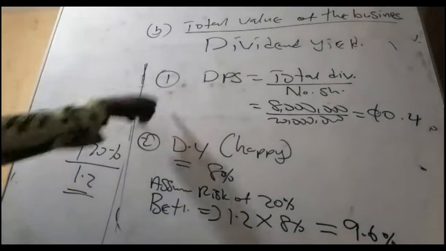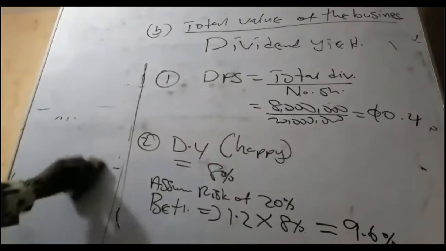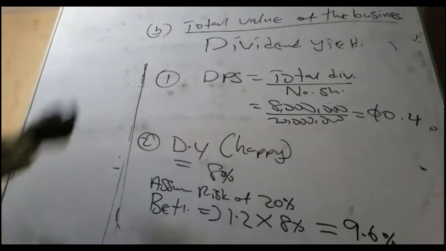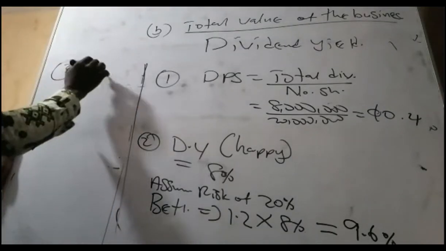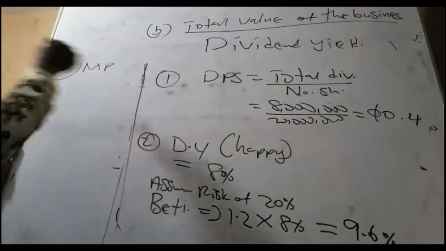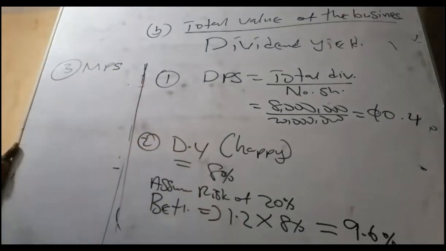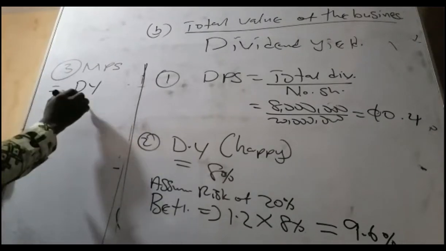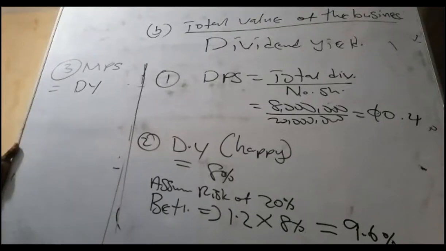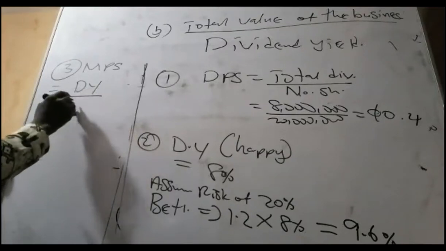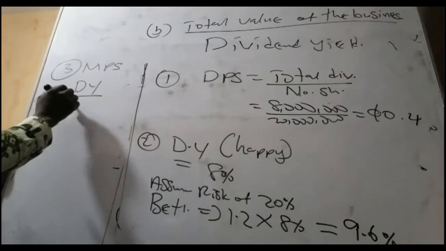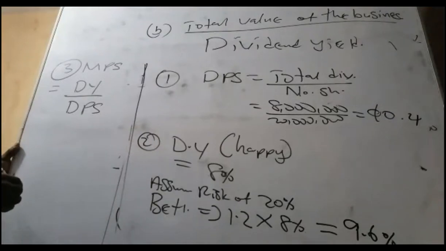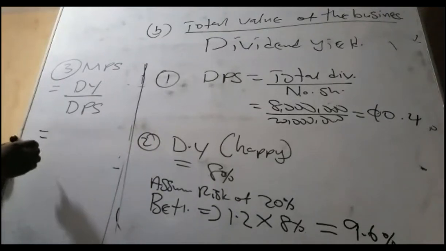So step 1, step 2, step 3. All of them are a 3 steps approach. So step 3, we now calculate the market price per share. Market price per share under the dividend yield is equal to the dividend yield divided by the dividend per share.